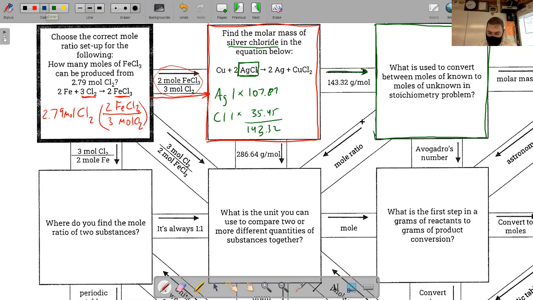Mole ratio, sure is. Just like we did in the first one, this is a mole ratio. It's a ratio of the number of moles of chemicals. So we want to go from moles of one to moles of another. That's a mole ratio. So we've gone down to this next box that's down here.